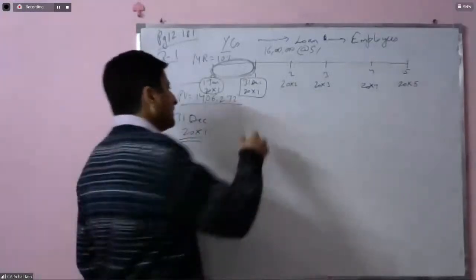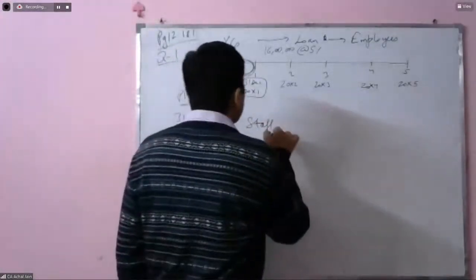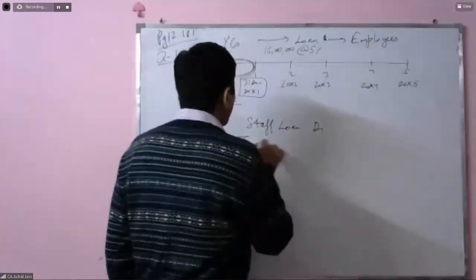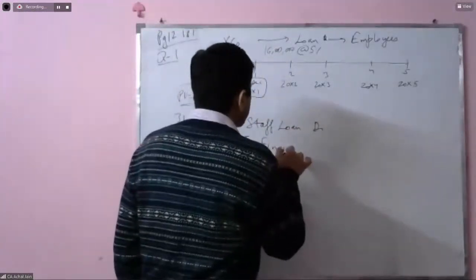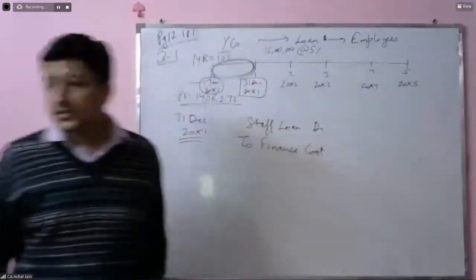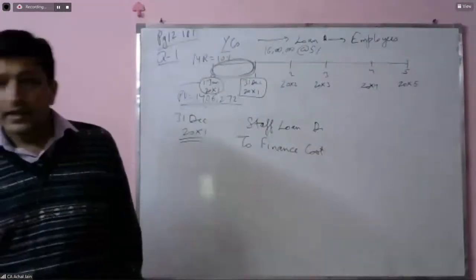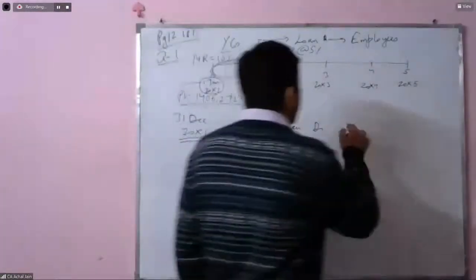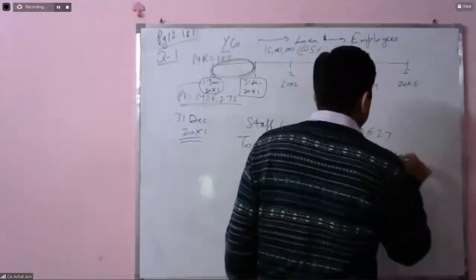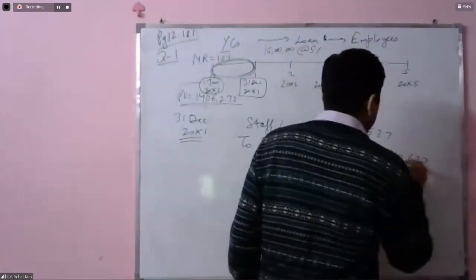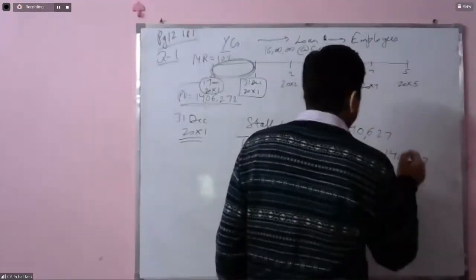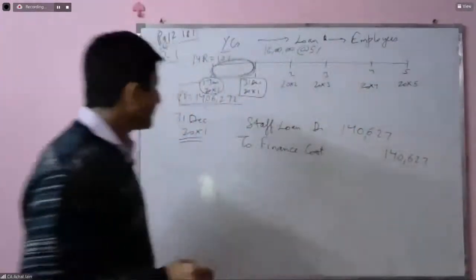So what will happen? Staff loan will increase. So we will debit finance cost. What is this finance cost? Interest expense. And what's the amount? 1,40,627.